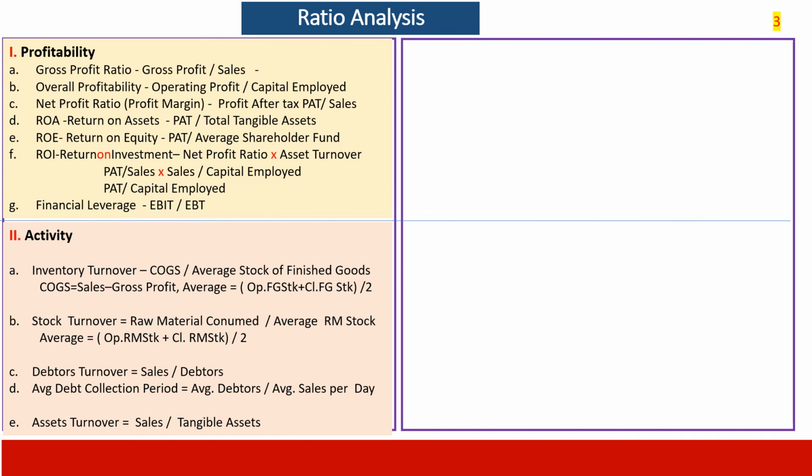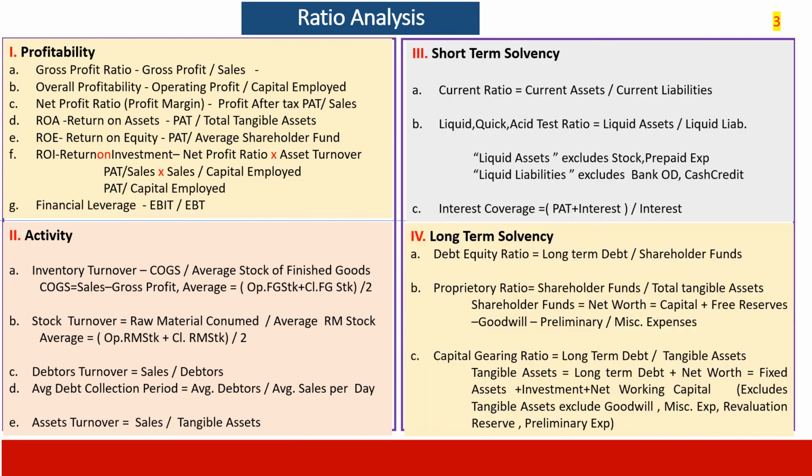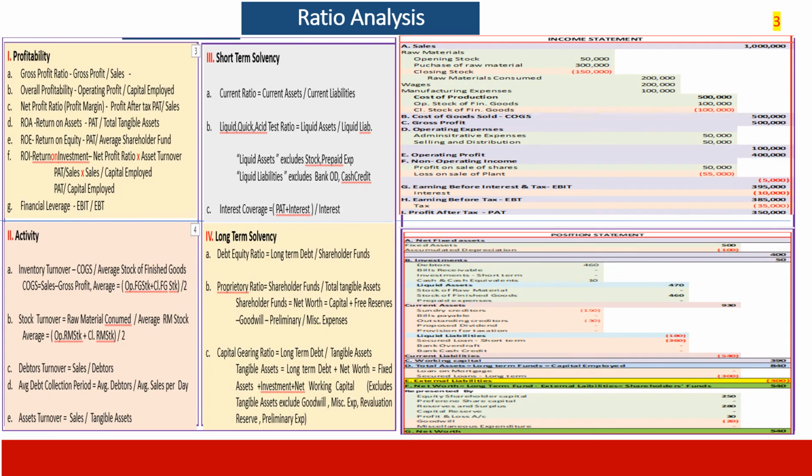Thus, we have seen profitability ratios, activity ratios, short-term solvency, and long-term solvency. And to summarize, having the ratios, conceptually we are clear where each appears in the income statement and where it appears in the position statement, and for each of these, the numerator and denominator in every component of the ratios. As you have understood now, everything is covered in these two statements.